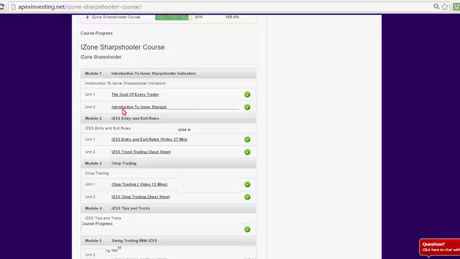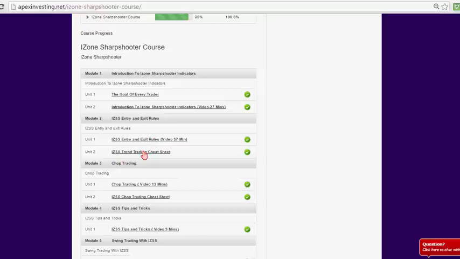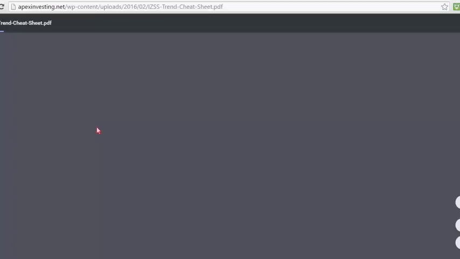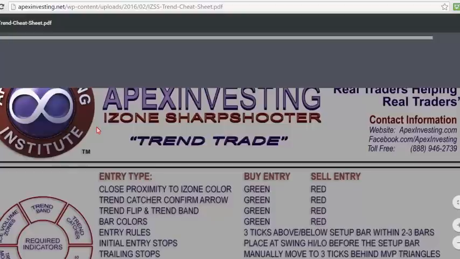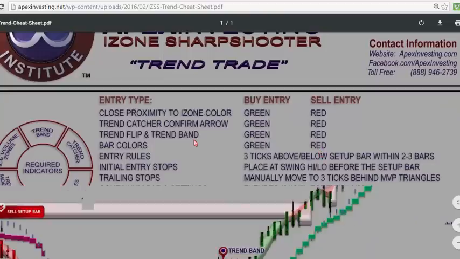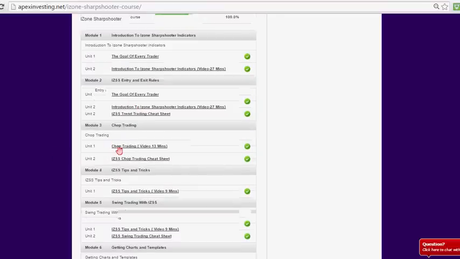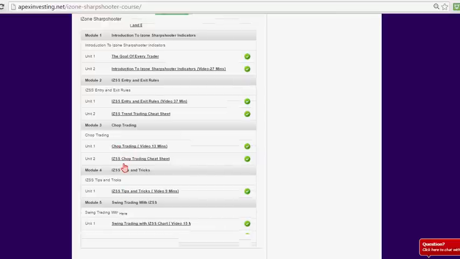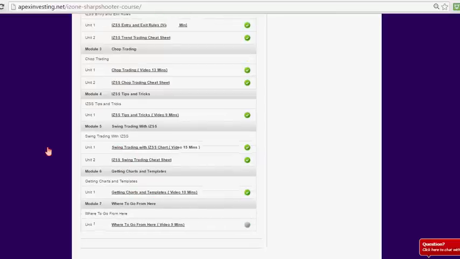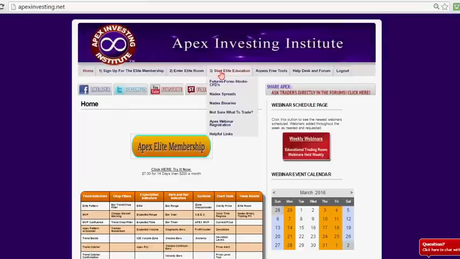This is literally a step-by-step course, goes through the indicators like I just showed you, goes through the exact entry and exit rules. There's a cheat sheet you can even print out to have the rules readily available for you. It's a quick, easy cheat sheet showing you which indicators are to be red or green. You enter three ticks below, above. There's a quick example. You can watch all of these step-by-step courses on the entry and exit rules, the chop trading rules, tips and tricks, the swing trading rules, how to set up trades, absolutely free with a free membership. You can check all that out, check out the system, watch the videos.